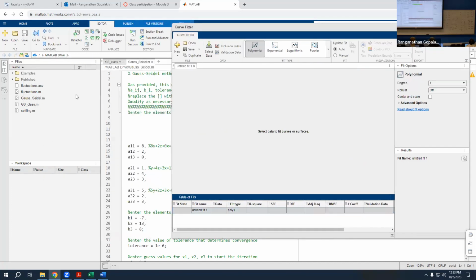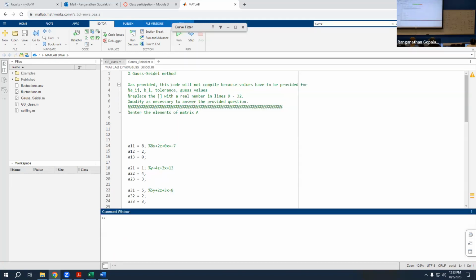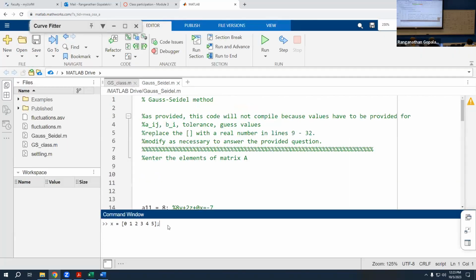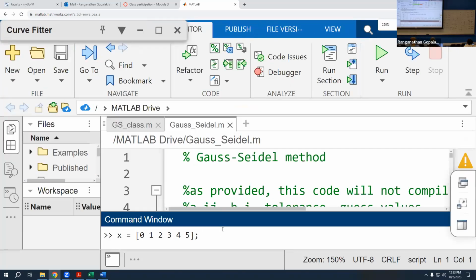So if you go to your command prompt or command window, I want you to do what I do. If you are not already familiar with MATLAB, type in x equal to 0, 1, 2, 3, 4, 5 and press enter. I hope this is big enough.